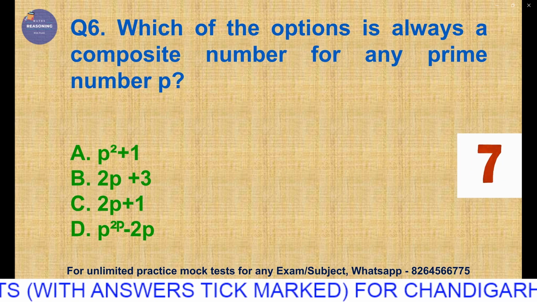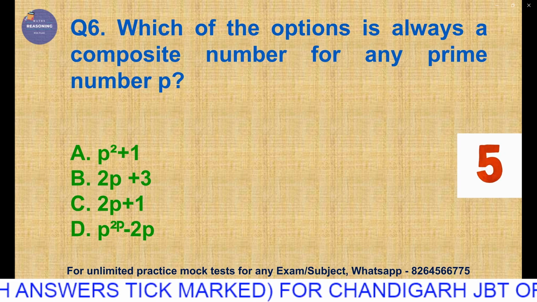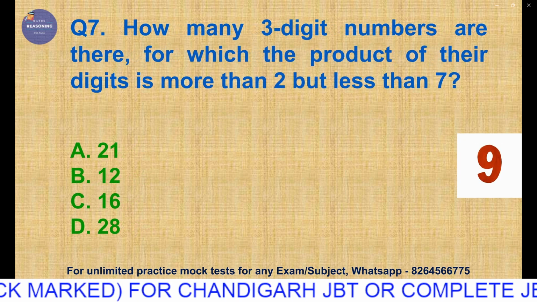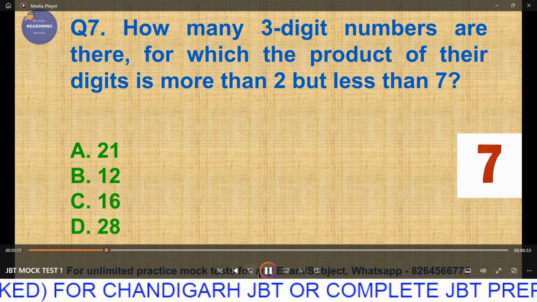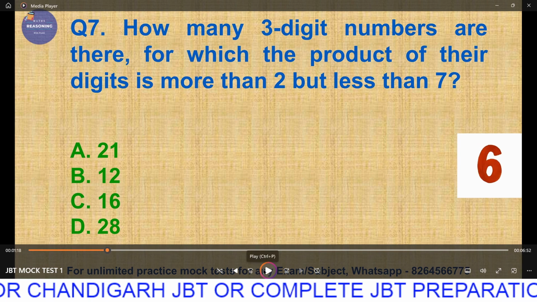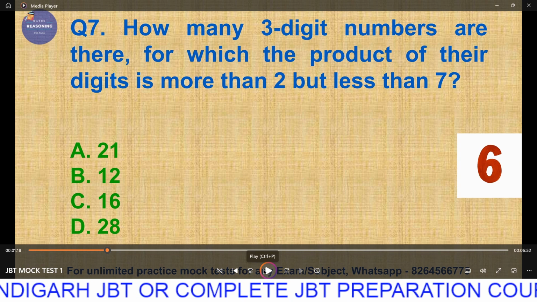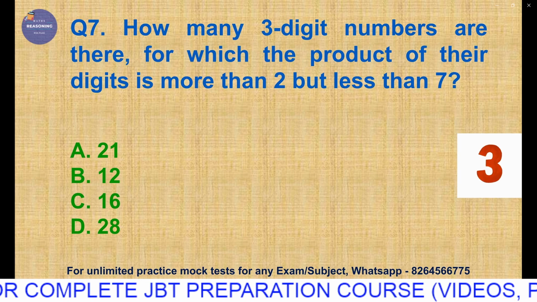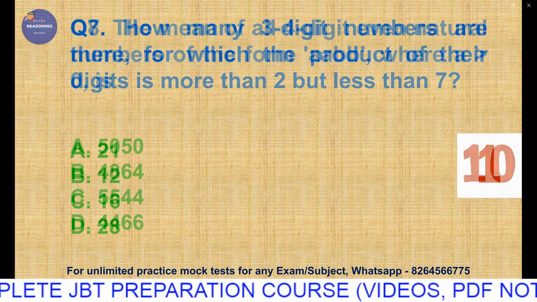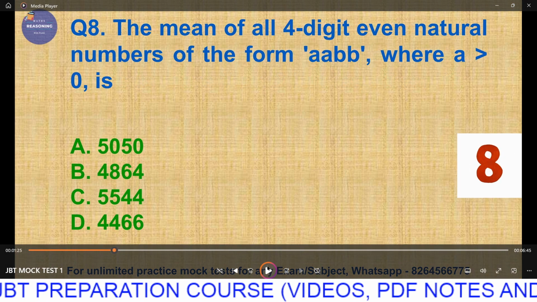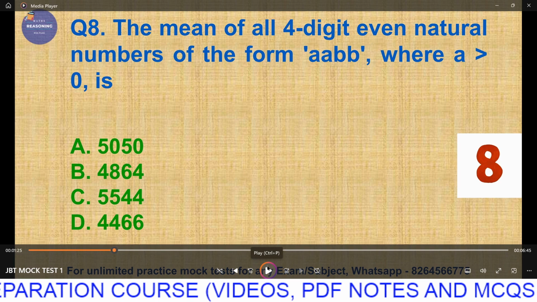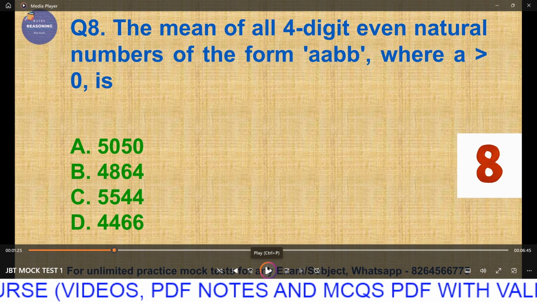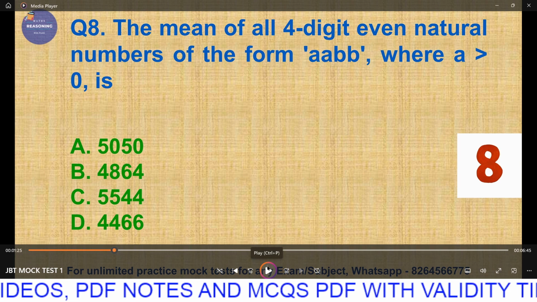Next is, which of the options is always a composite number for any prime number p? How many three-digit numbers are there for which the product of their digits is more than 2 but less than 7? The mean of all four-digit even natural numbers of the form AABB, where A is greater than 0, is.